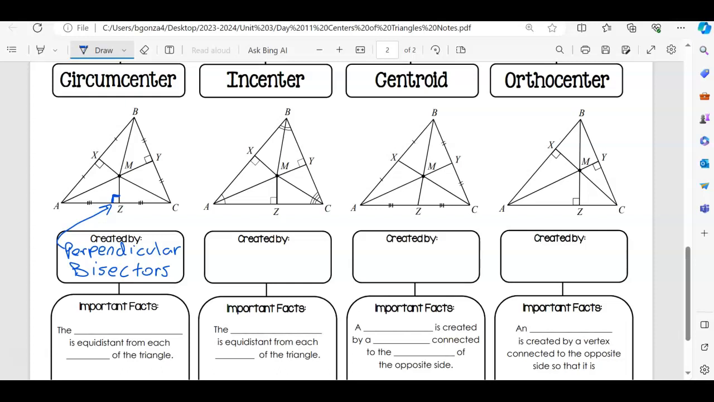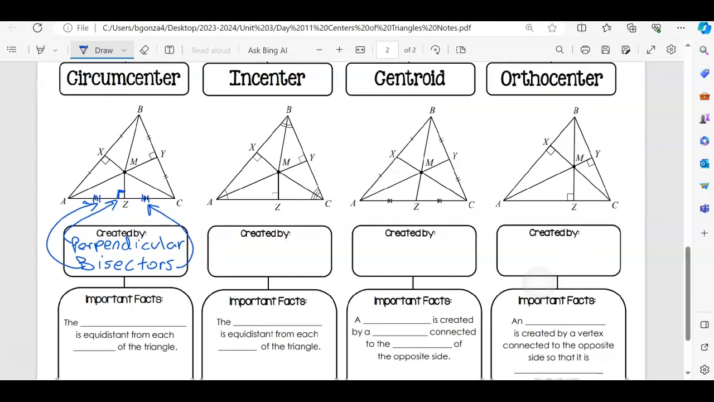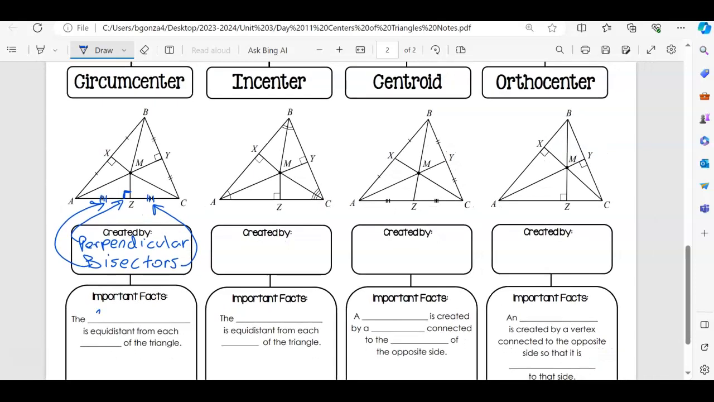So for the tick marks right here, I'm going to just emphasize it. That is how I know it's a bisector. Those are the literal things you're going to look for to find a perpendicular bisector. And if you see 3 of those, that center is called a circumcenter. So let's fill out the bottom here. The circumcenter is equidistant from each vertex of the triangle.